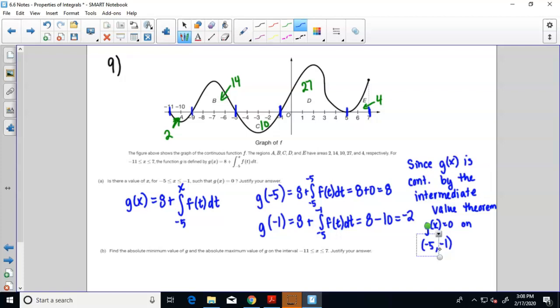Okay. Real quick on that last part, it asks for the absolute minimum. So absolute minimum would be the lowest possible point. Remember that if g of x is 8 plus the integral from negative 5 to x of f of t dt, if we take the derivative, the g prime of x, what is it going to be? What's the derivative of 8? 0. It's gone. What's the derivative of the integral of f of t dt? It's just f of x.